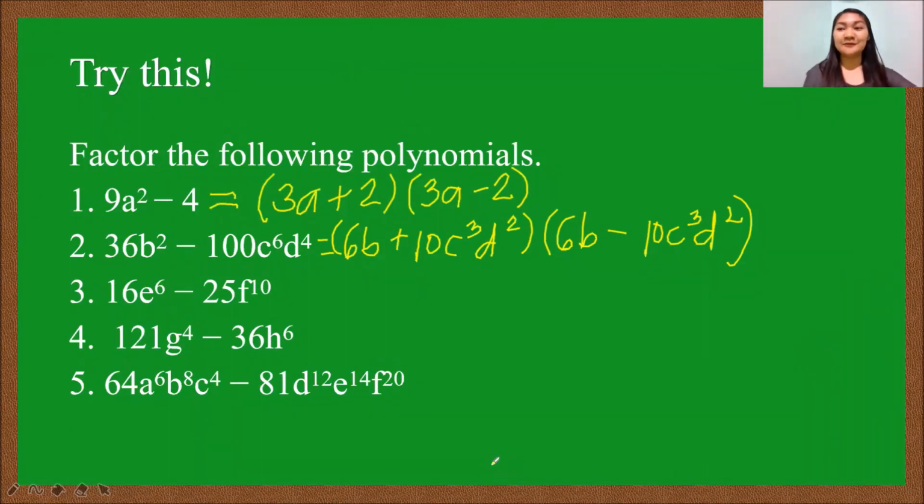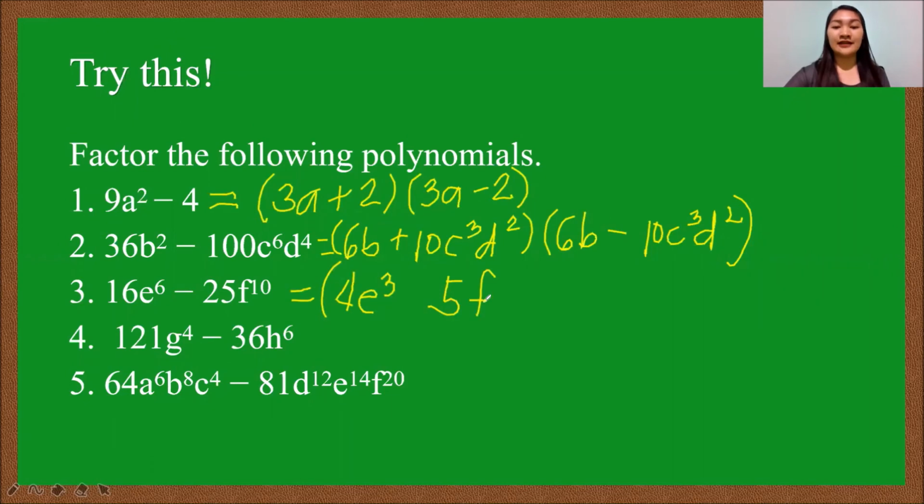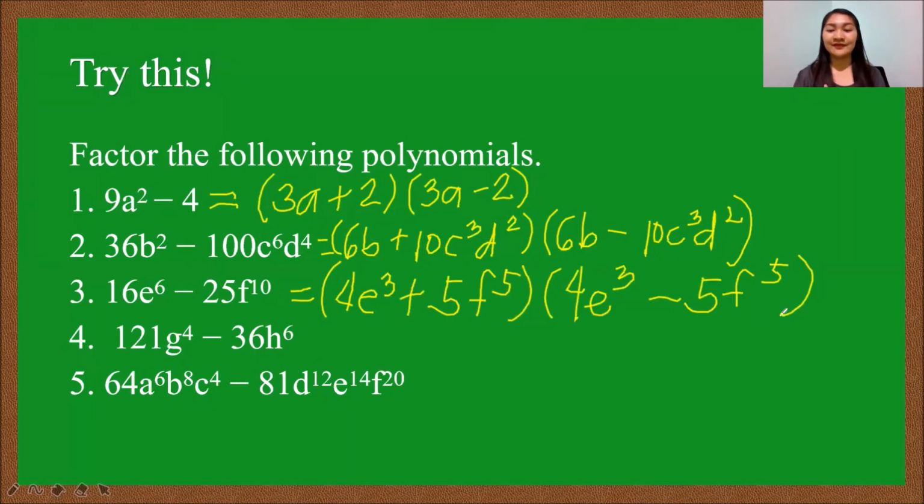Let's have number 3. So for number 3, the square root of 16e raised to 6 is 4e raised to 3 or 4e cubed. Next is the second term. The square root of 25 f raised to 10 is 5 f raised to 5. So, i-form lang natin siya as sum and difference. So, now let's have number 4.